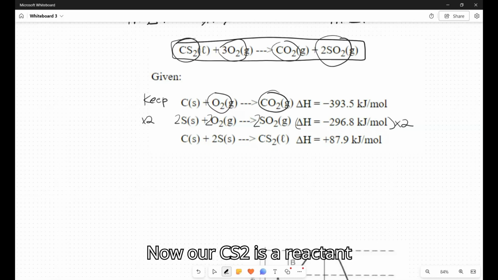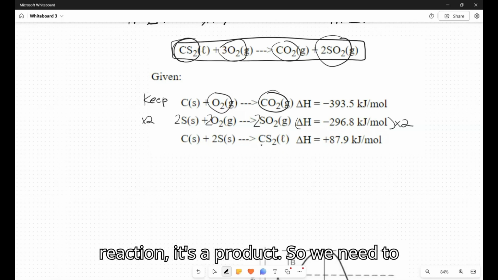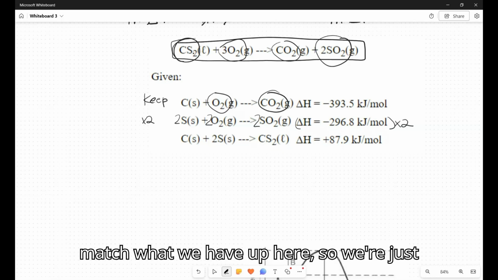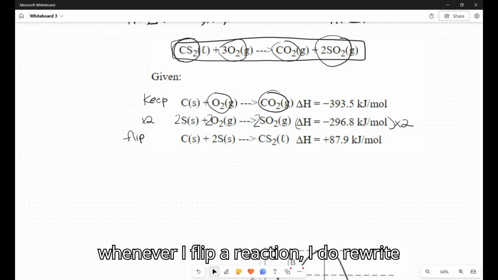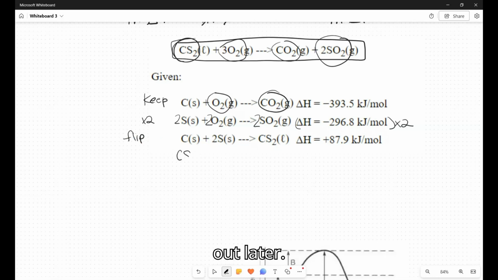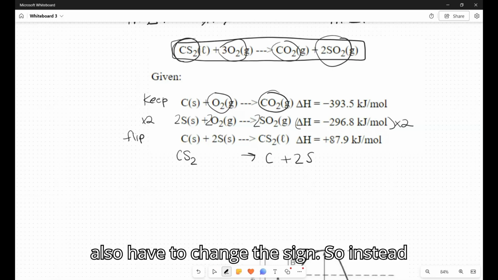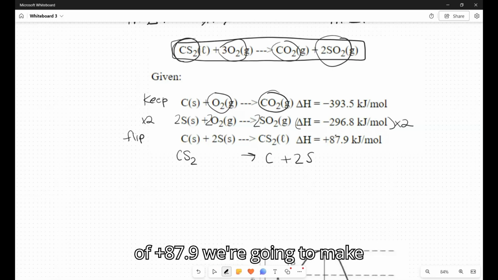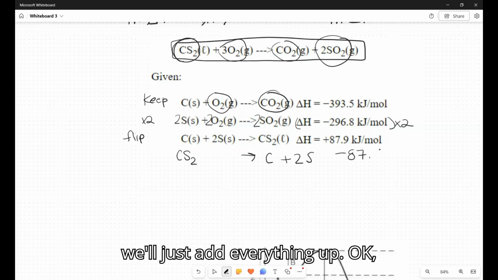Lastly, we have carbon plus 2 sulfurs will make CS2. Now, our CS2 is a reactant in the overall reaction, but in the third intermediate reaction, it's a product. So we need to match what we have up here. So we're just going to go ahead and flip that. And whenever I flip a reaction, I do rewrite it just so I can see what I'm canceling out later. And when you flip the reaction, you also have to change the sign. So instead of positive 87.9, we're going to make this negative. And then at the end, we'll just add everything up.